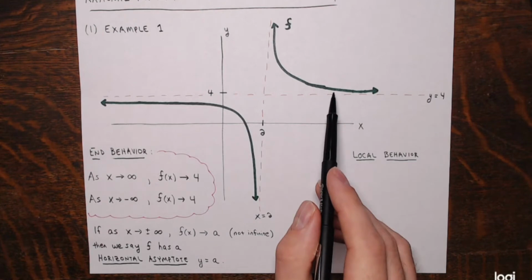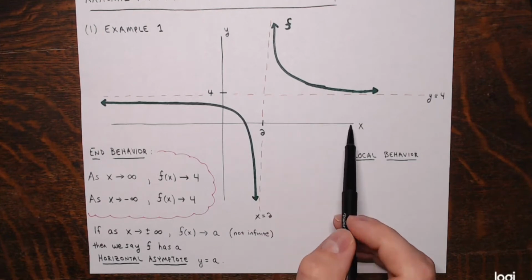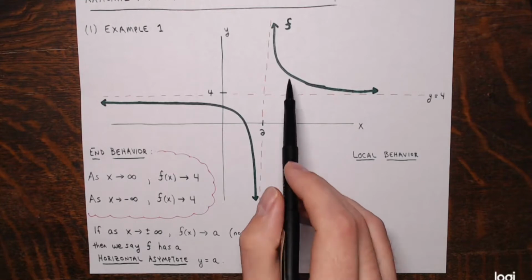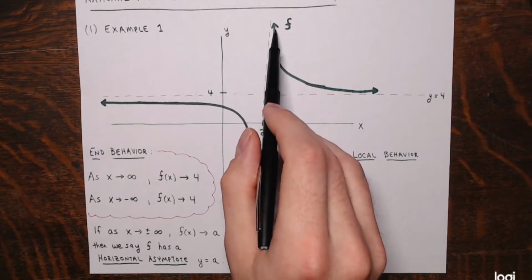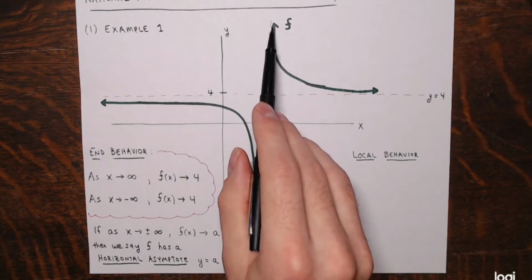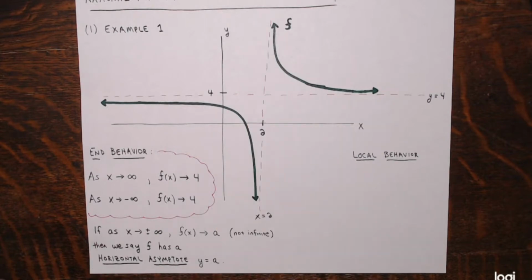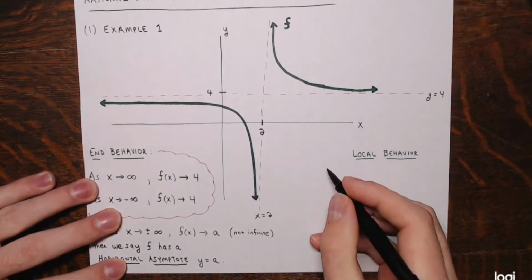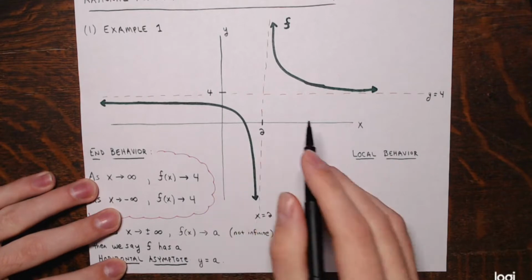And then same thing from the right side. As x approaches 2 from the right side, the value of the function is going to positive infinity, right? It's going up forever, but still never actually hitting x equals 2. Alright, so here's what we would say about what happens at x equals 2. You do a left side and a right side.